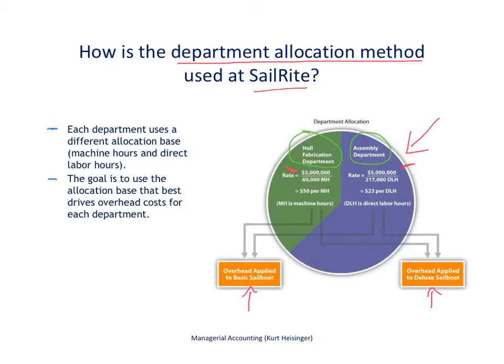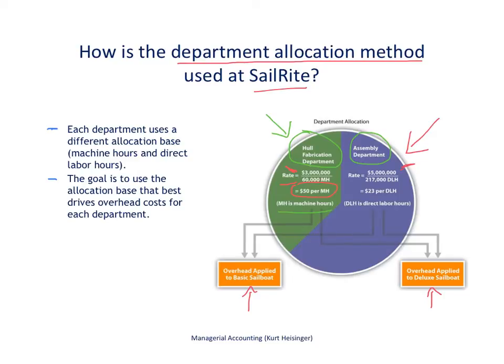Going back to the hull fabrication department, we're going to establish one predetermined overhead rate for this department based on machine hours rather than labor hours, because there's a lot of machinery involved, and it would make sense then that most of our overhead costs are related to the use of machinery. The predetermined overhead rate is determined by taking the $3 million in overhead related to this department and dividing it by 60,000 machine hours. That's what we project we'll be using in this coming year. So $3 million divided by 60,000 machine hours gives us a rate of $50 per machine hour for this department.